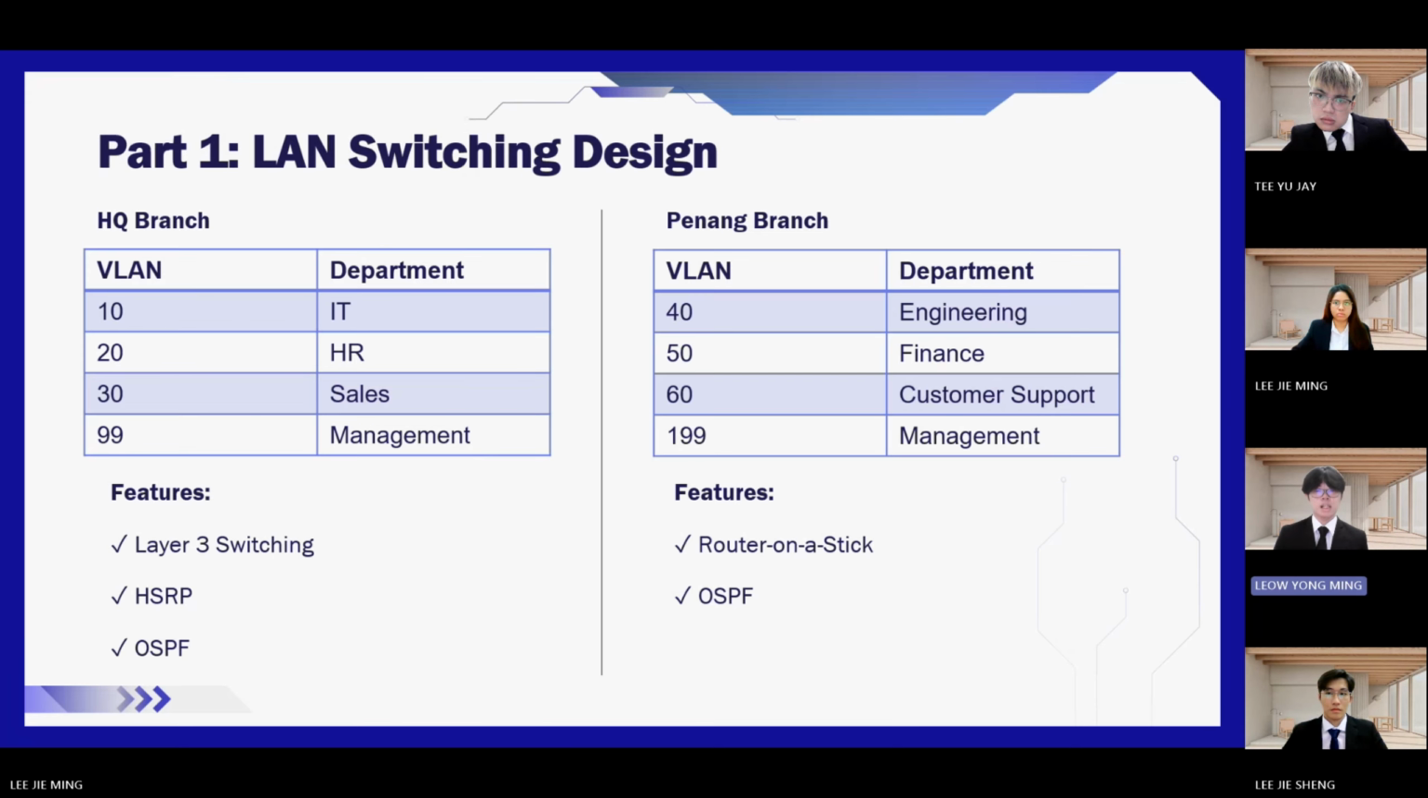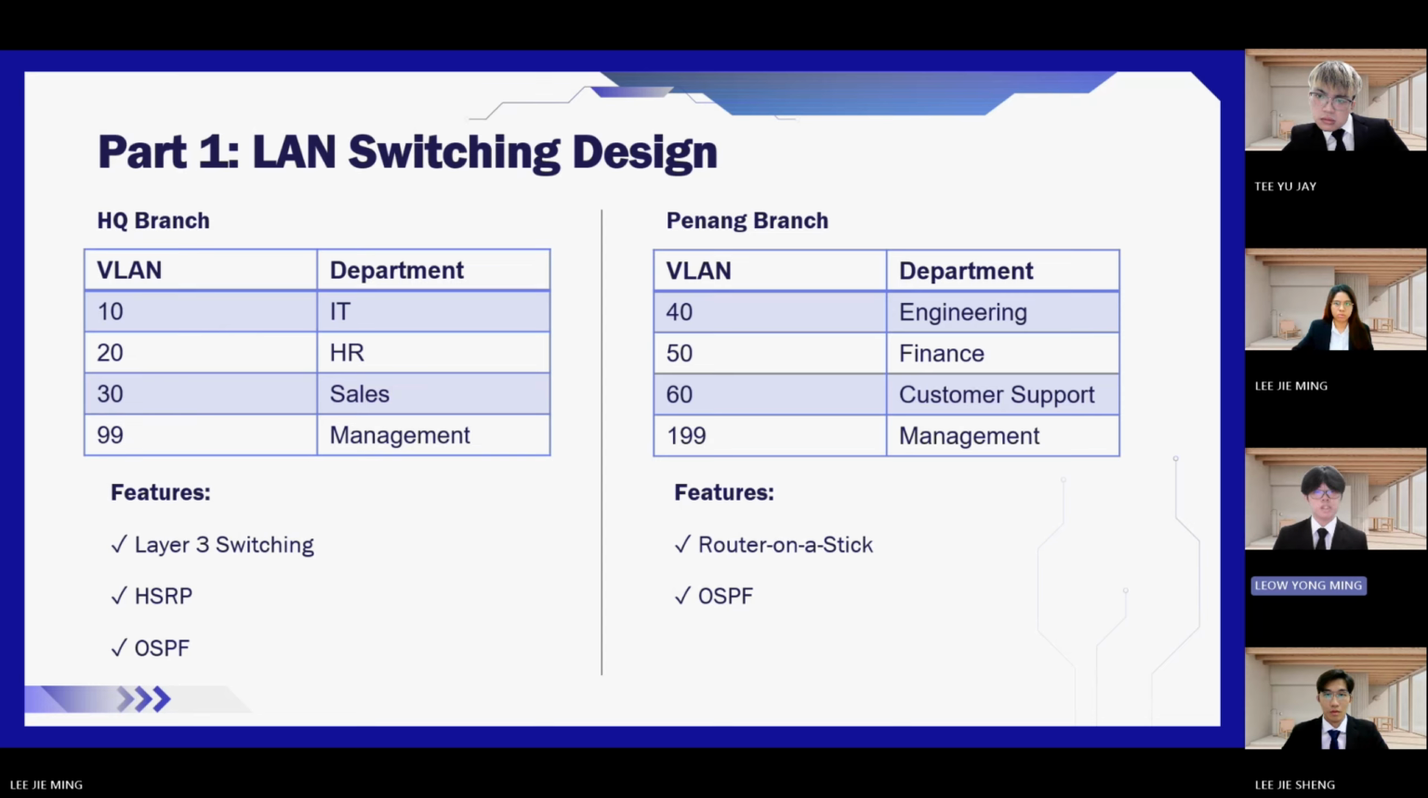Moving on to part 1, which is LAN switching design and basic configuration. At HQ, 4 VLANs are implemented: VLAN 10 for IT, VLAN 20 for HR, VLAN 30 for sales, VLAN 99 for management. At the Penang branch, 4 VLANs are also implemented: VLAN 40 for engineering, VLAN 50 for finance, VLAN 60 for customer support, and VLAN 199 for management.